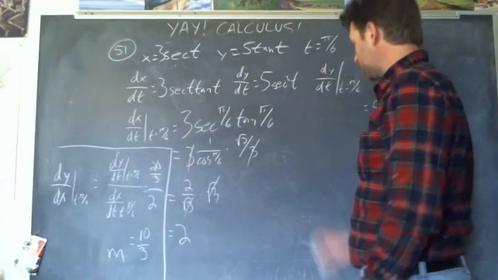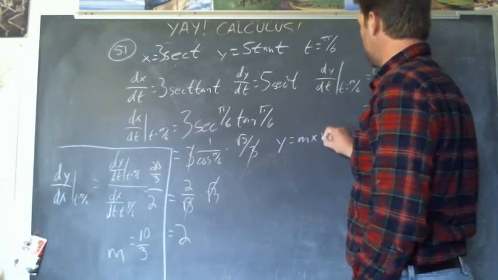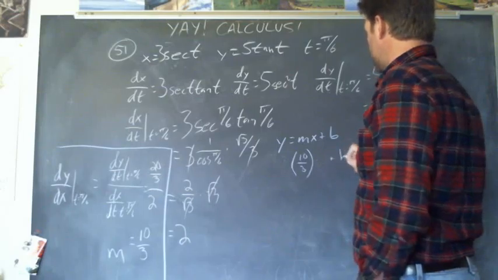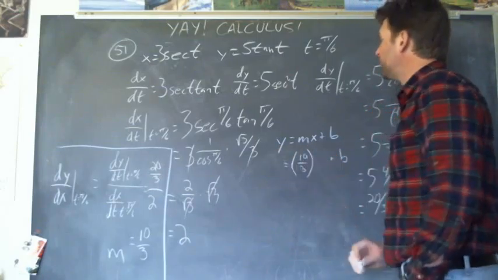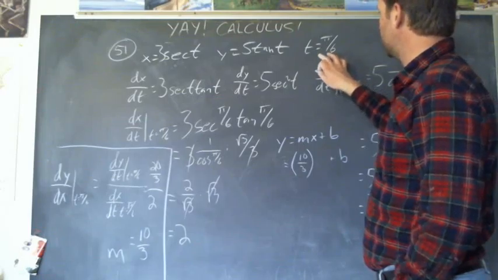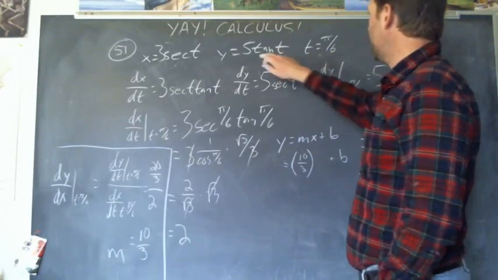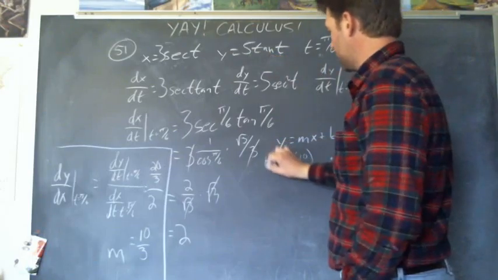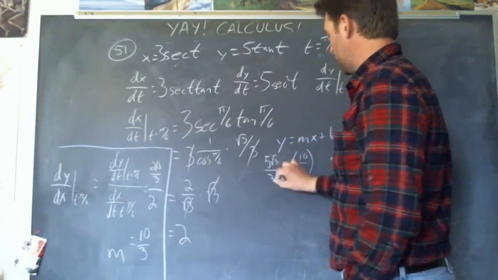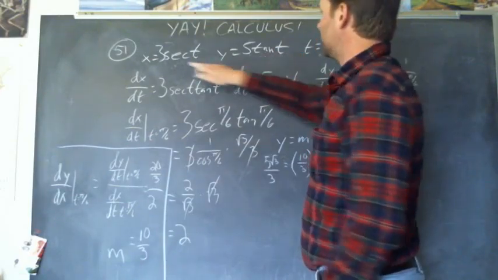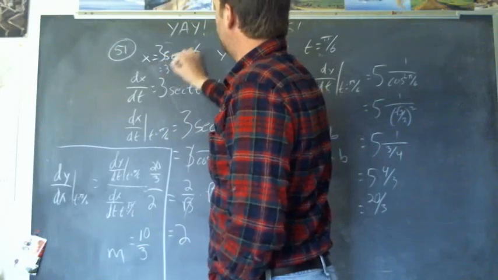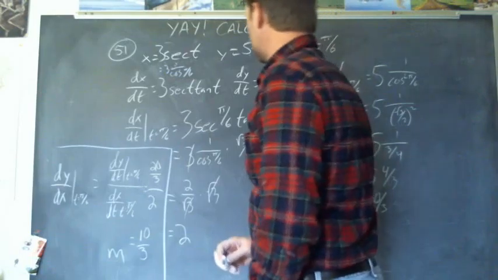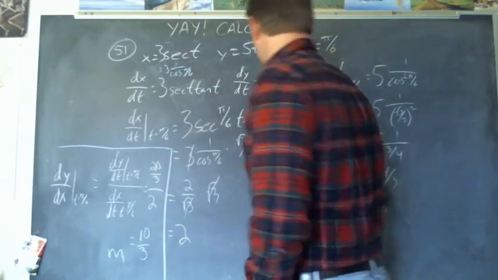So we go ahead and do y equals mx plus b. I already got our m down, 10/3. b is what we'll solve for. Just need our y and our x. We'll evaluate that at t equals pi over 6. Our y, tangent of pi over 6 is radical 3 over 3, so that's going to be 5 radical 3 over 3. And x, secant is 1 over cosine. Cosine of pi over 6 is radical 3 over 2, so that'll be 3 radical 3 over 2.